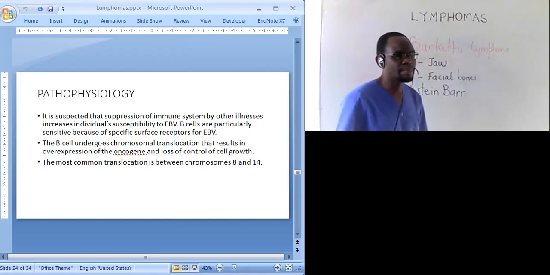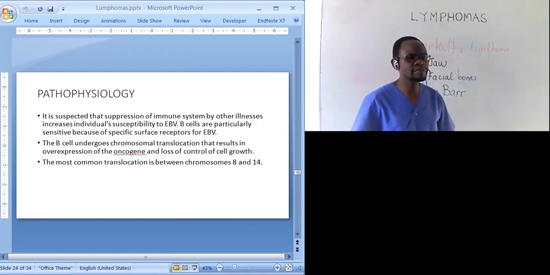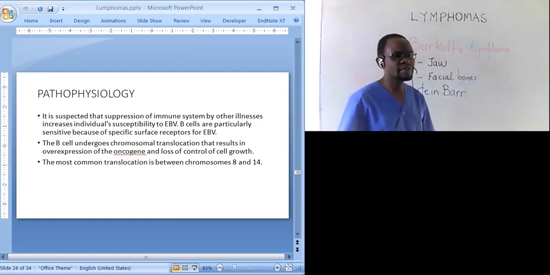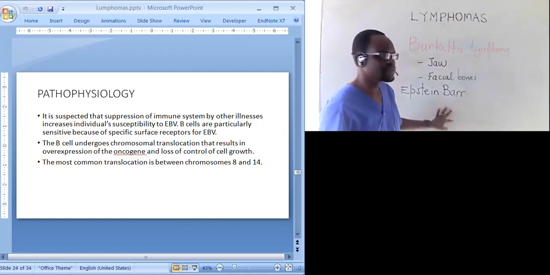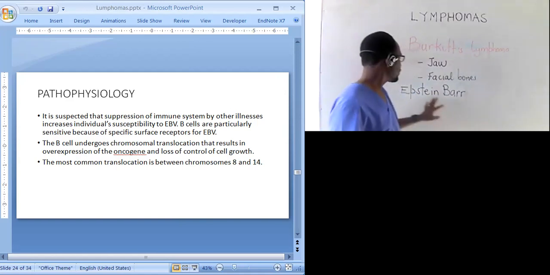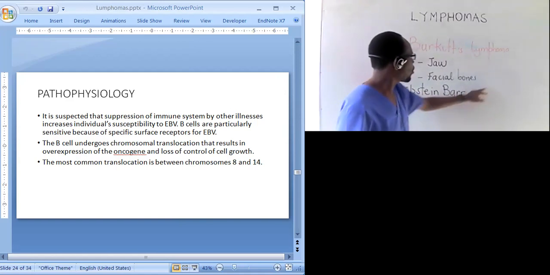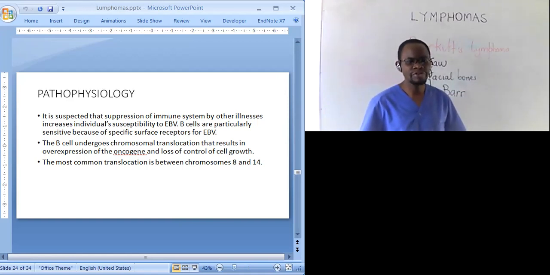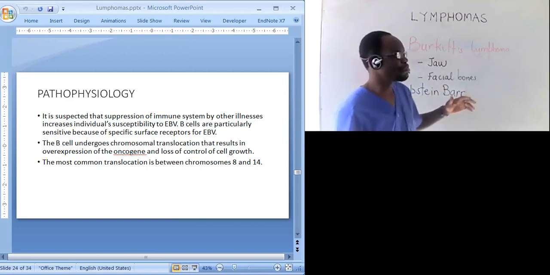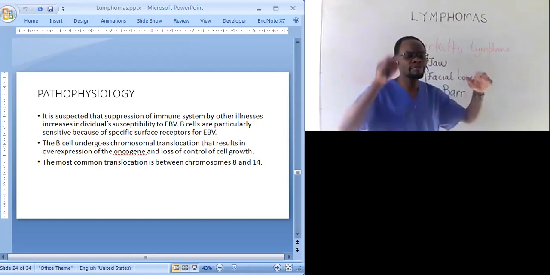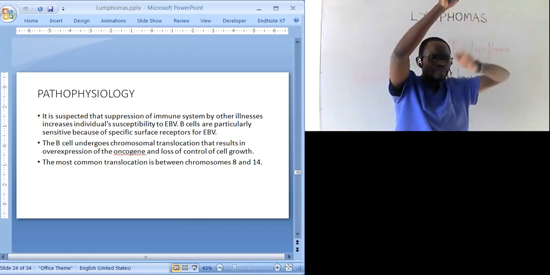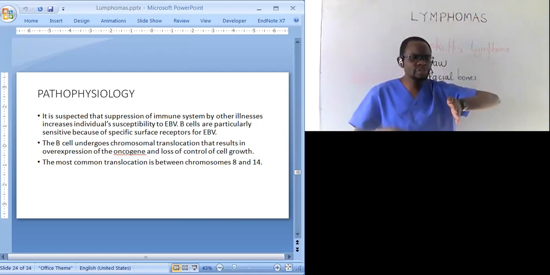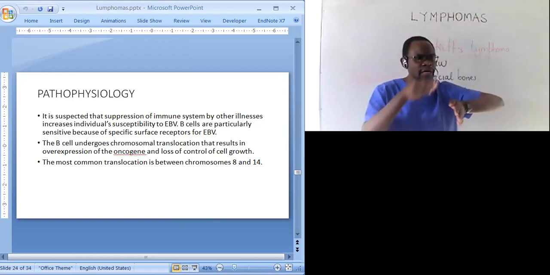And B cells are particularly sensitive because of the specific surface receptors for Epstein-Barr. So basically, the virus goes and attacks the B cells. And if you remember very well, we said the B cells come from the lymphoid lineage.